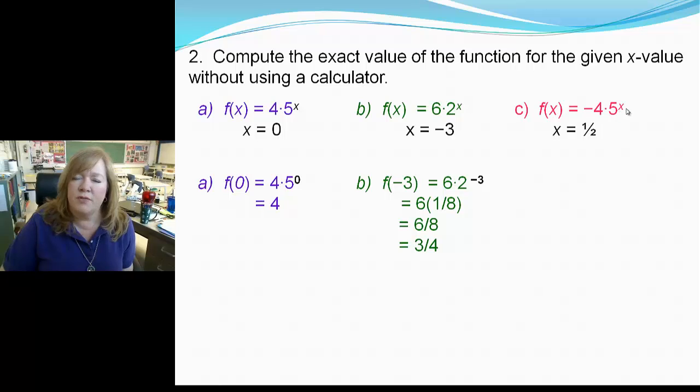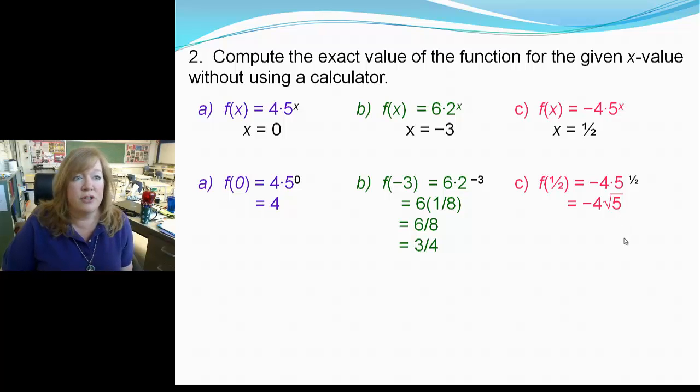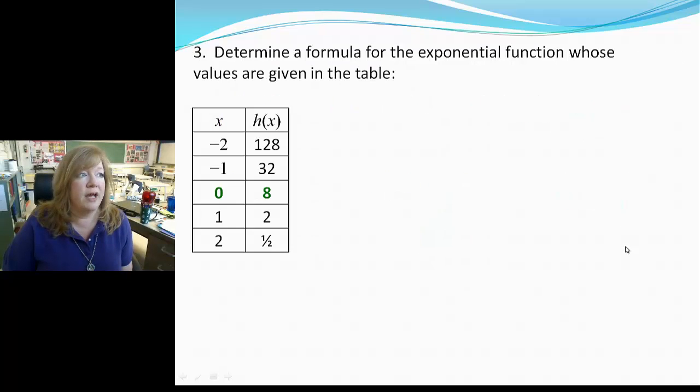Negative 4 times 5 to the x. x is 1/2. If x is a half, that's going to make this 5 to the 1/2 power. That's a square root. You can express a rational exponent as a root, and the index would be 2. So it'd be negative 4 times the square root of 5, and you would leave it like that. So that's all there is to that section. All you're doing is plugging in values for x.